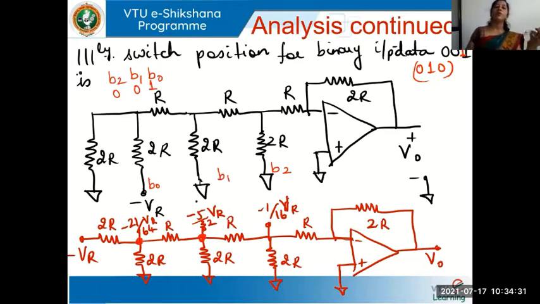So I will solve using network principles and I'll try to find the voltages at node A, the voltage at node B, then the voltage at node C. I'll analyze this circuit and finally I will consider the voltage at node C. I will find VC and then I will find the final output voltage. The same principle is followed.